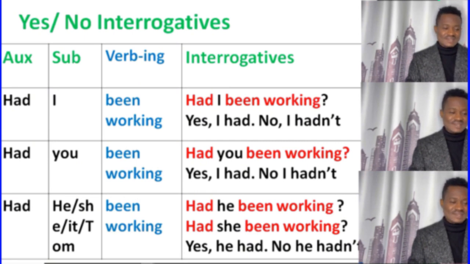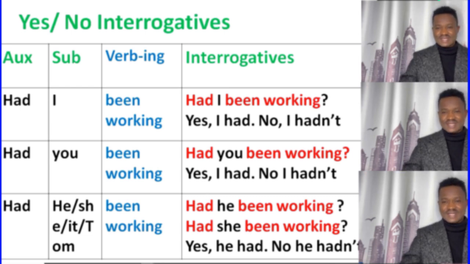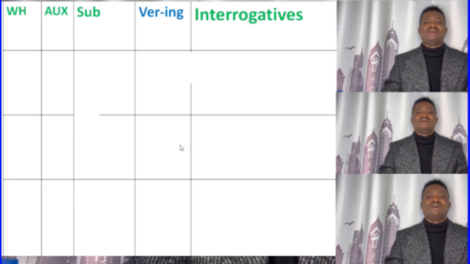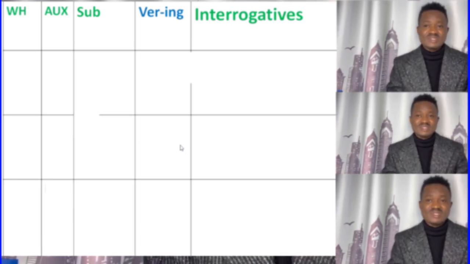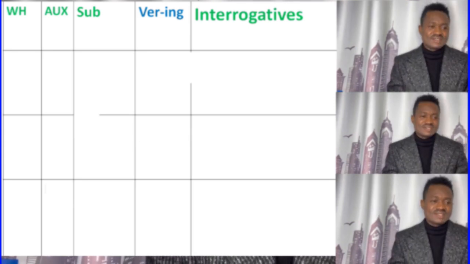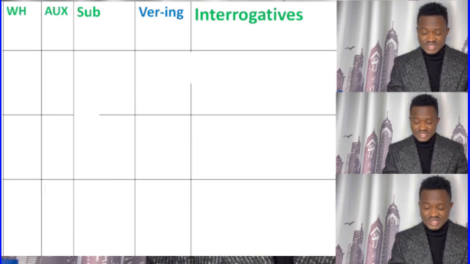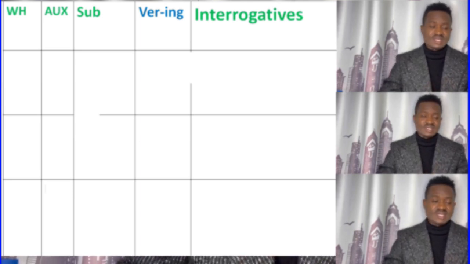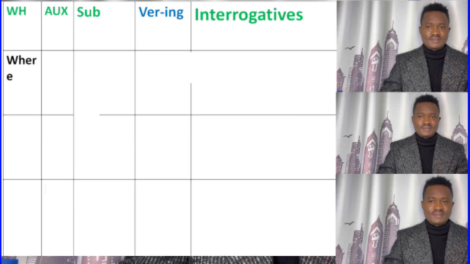All right, guys, let's go to another level. Let's talk about the double-it question. For the double-it question, we have the double-it word, auxiliary, subject, verb ing, interrogative form. We already know the double-it questions: where, when, why. These are all double-it questions, guys. Let's see how we analyze it on the table. Where.